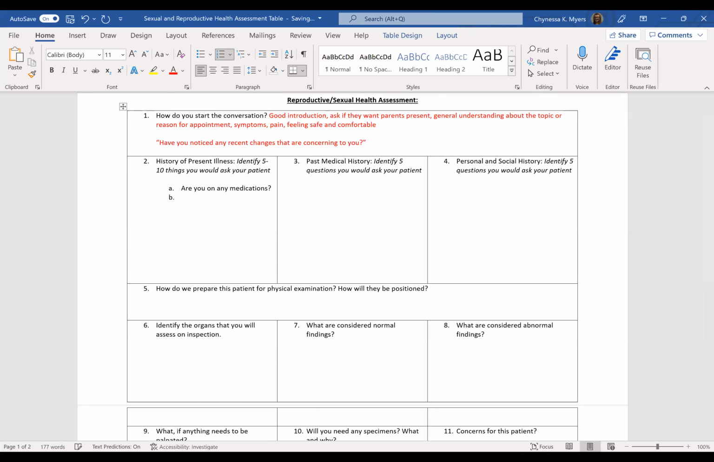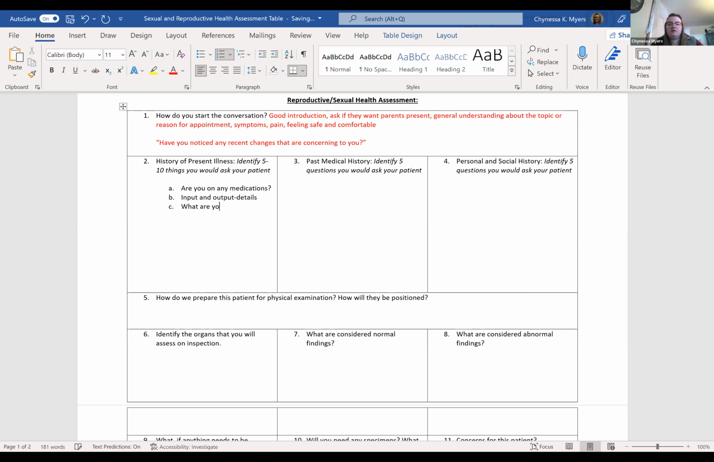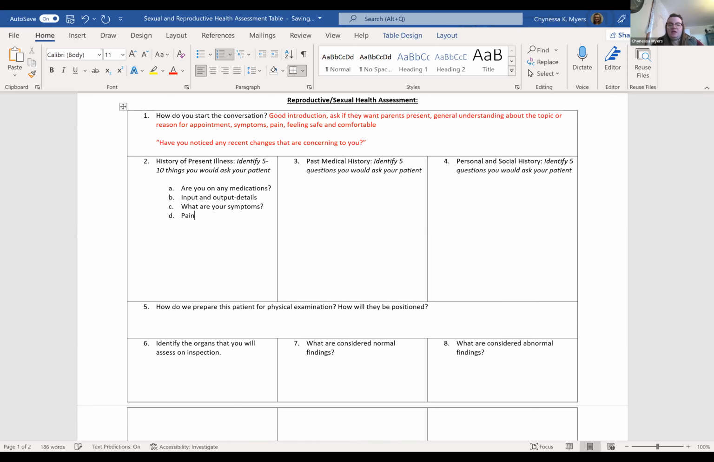Input and output? Is it burning? Is it a lot, a little bit? Okay, so input and output. I'm just going to put details there because there are some details we want to ask about, right? What are your symptoms? That's a good one. Pain or discomfort. Location of the pain.